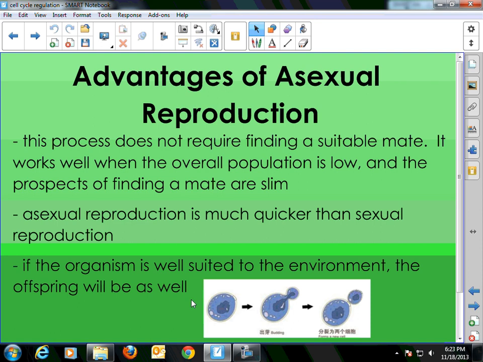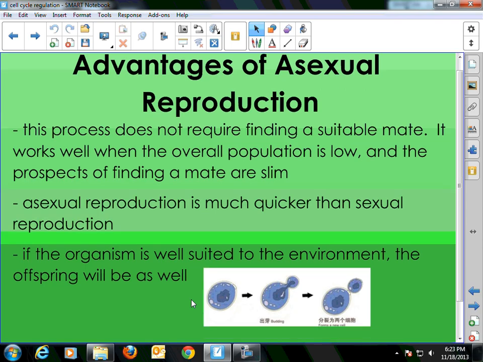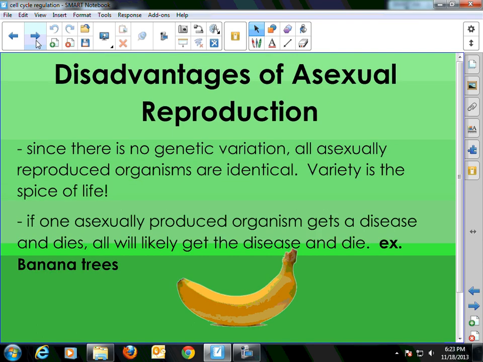If the organism is well suited to its environment, the offspring will also be well suited to the environment, and it can help their chances of survival. So in terms of efficiency, asexual reproduction is a good thing. What can be bad about asexual reproduction, though, is because all the offspring are identical, we have no variety, we have no variation. What can happen if there is no variation? If one asexually reproduced organism gets a disease and it dies, then all are likely to get that same disease and also die. If one gets sick, they all get sick, is kind of the rule for asexual reproduction.